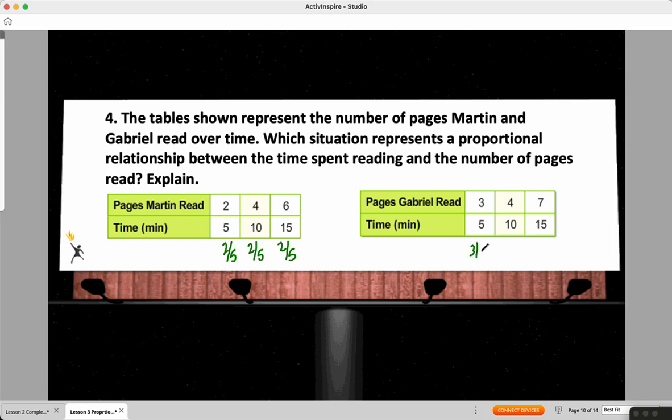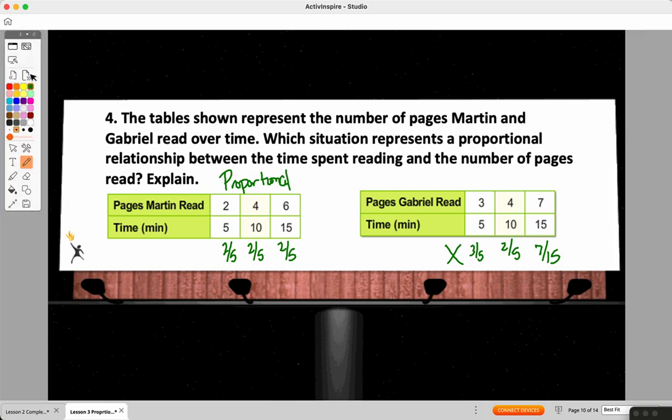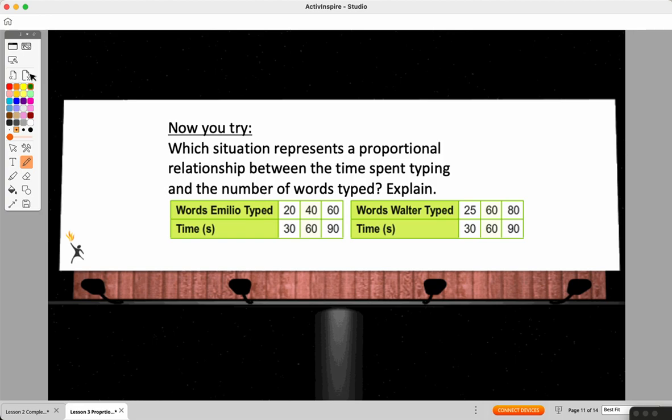This simplifies to 3 over 5. This simplifies to 2 over 5. This one doesn't simplify at all. Since these are not constant, it's not proportional. In the first table, if he read 0 pages, he spent no time, or if he spent no time, he read 0 pages, and then he has a constant rate. So you're going to tell me, yes, it's proportional, because it has a set of equivalent ratios, and it goes through the origin. Okay? And then take this one and give it a shot. See if Emilio had a proportional relationship or Walter.